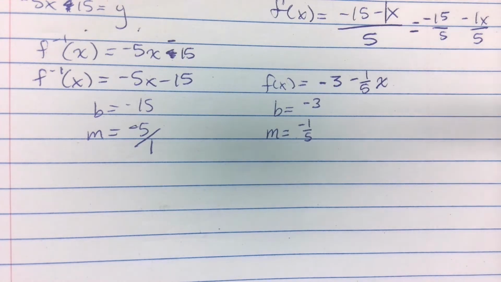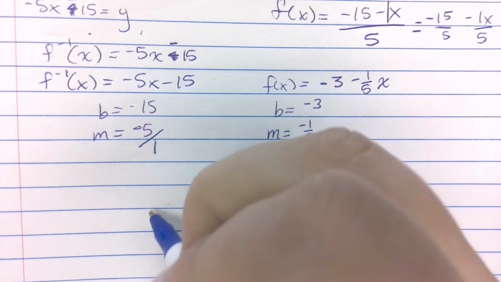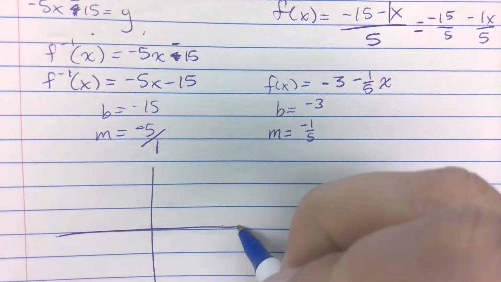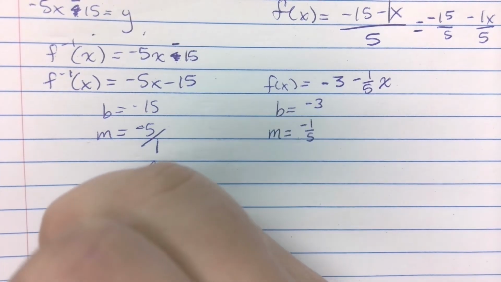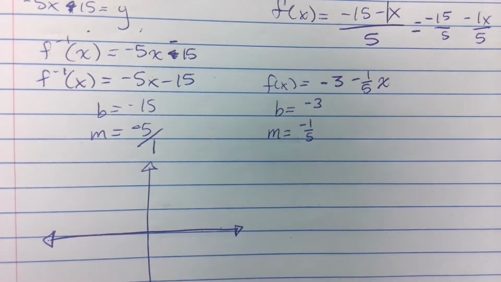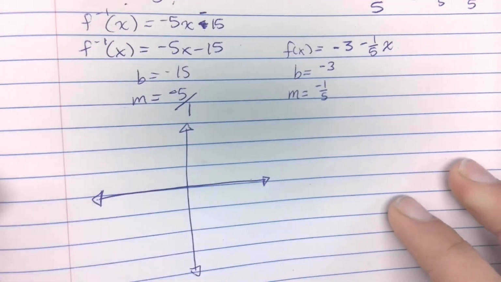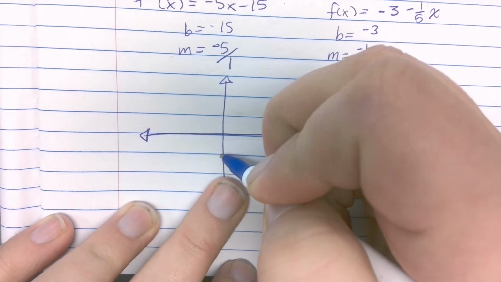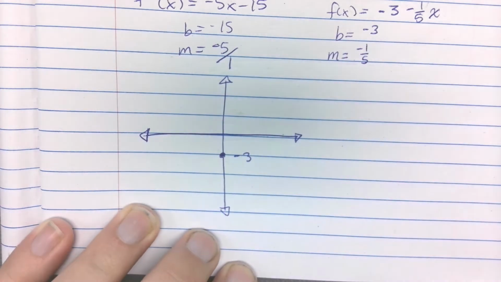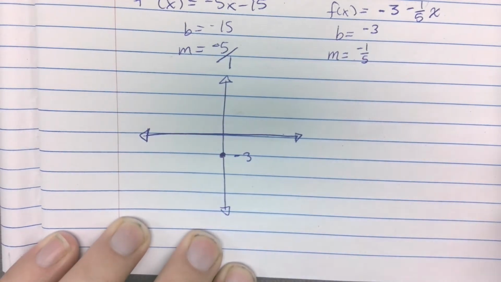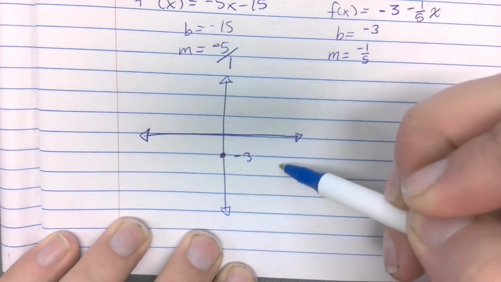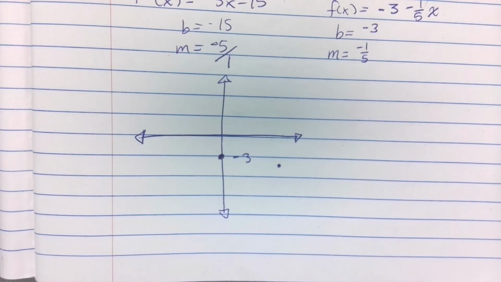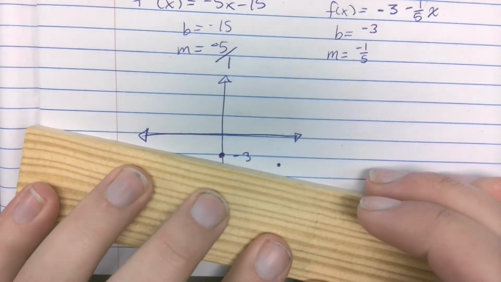Okay, guys, now here's the part that kind of gets tricky. When you get on a graph, they're not always going to show the whole thing. So guys, please listen. We're going to graph the original equation first. I'm making that my negative 3. You follow? From there, I'm going to go down 1 over 5, and I'm just going to have a straight line.